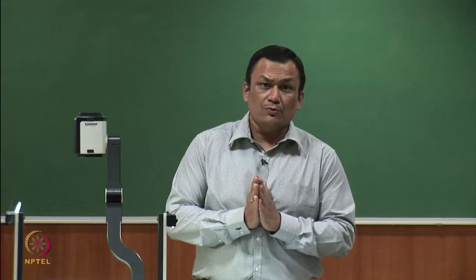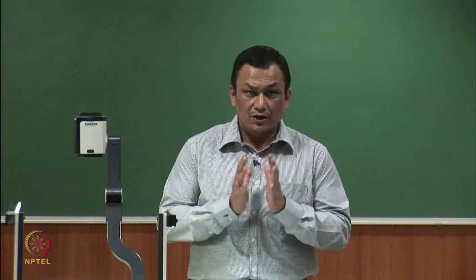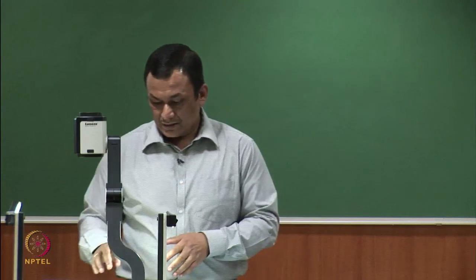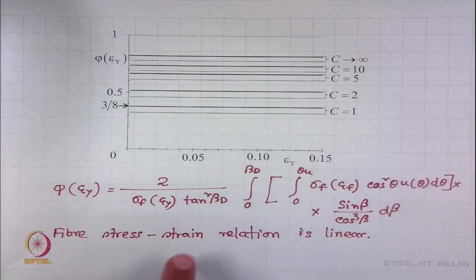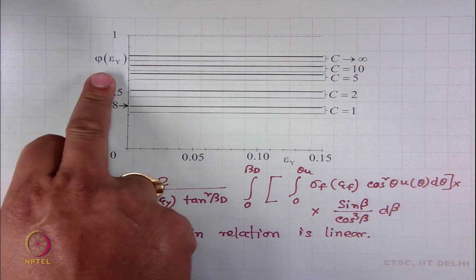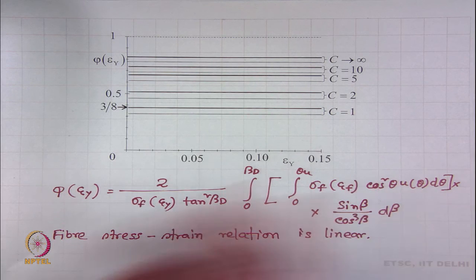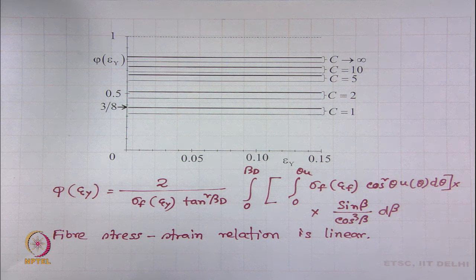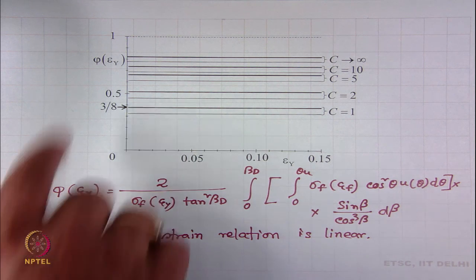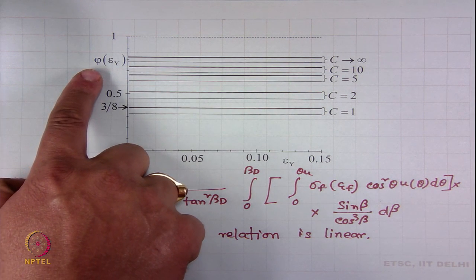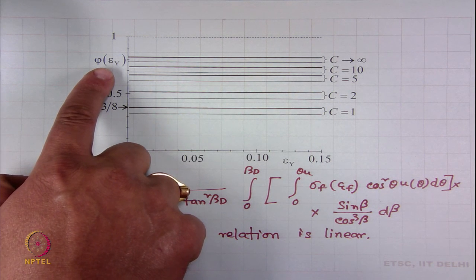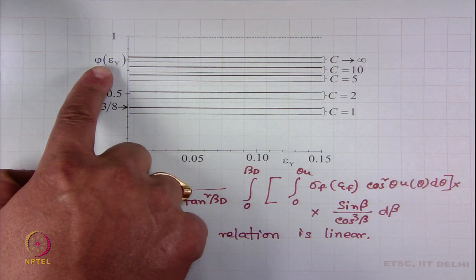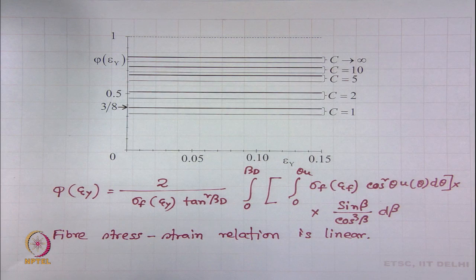However, one thing is very common with Gagob's theory. The common part is that in Gagob's theory also it becomes independent of yarn strain. Here also it is independent of yarn strain. Reason is very simple. The moment you assume fiber stress strain relation is linear, it is obvious, it is going to become. But however, what we see is that coefficient of fiber stress utilization is now different for different values of C.